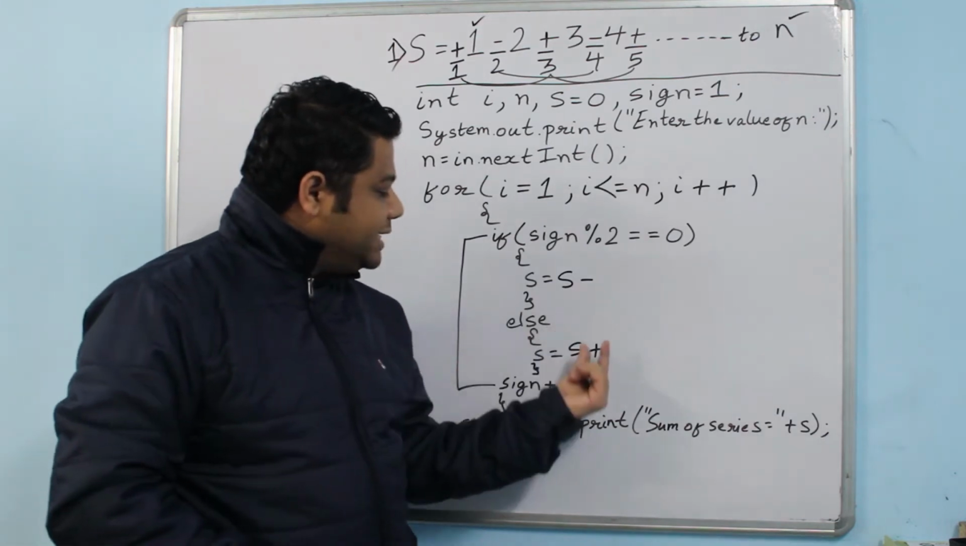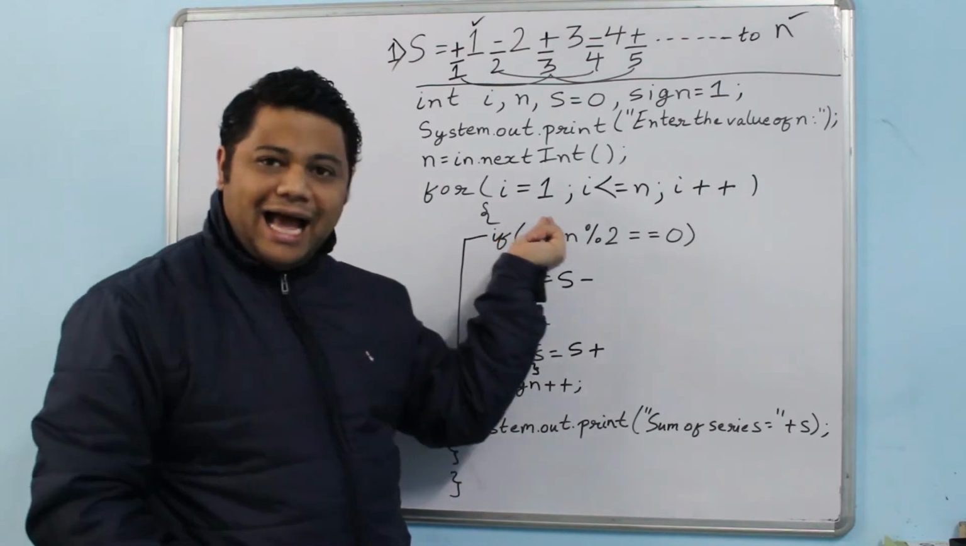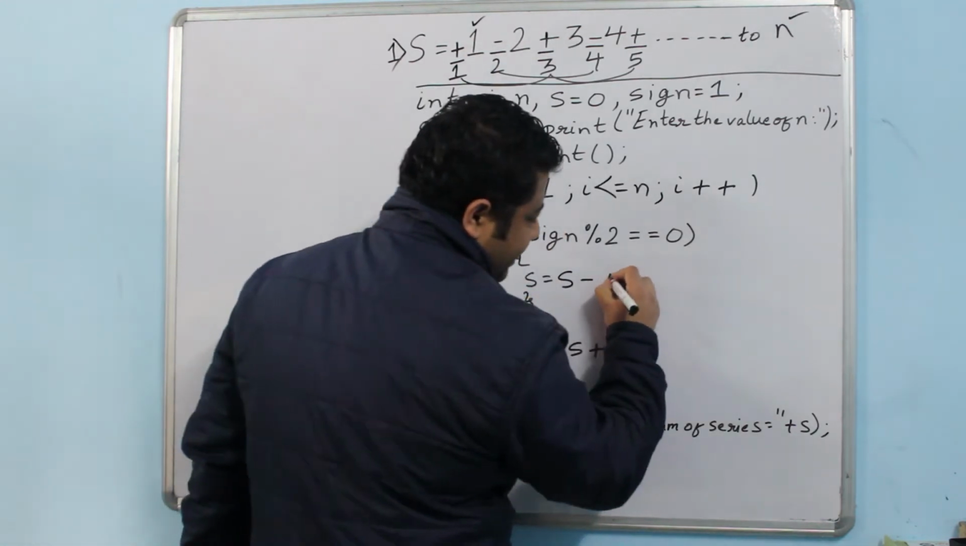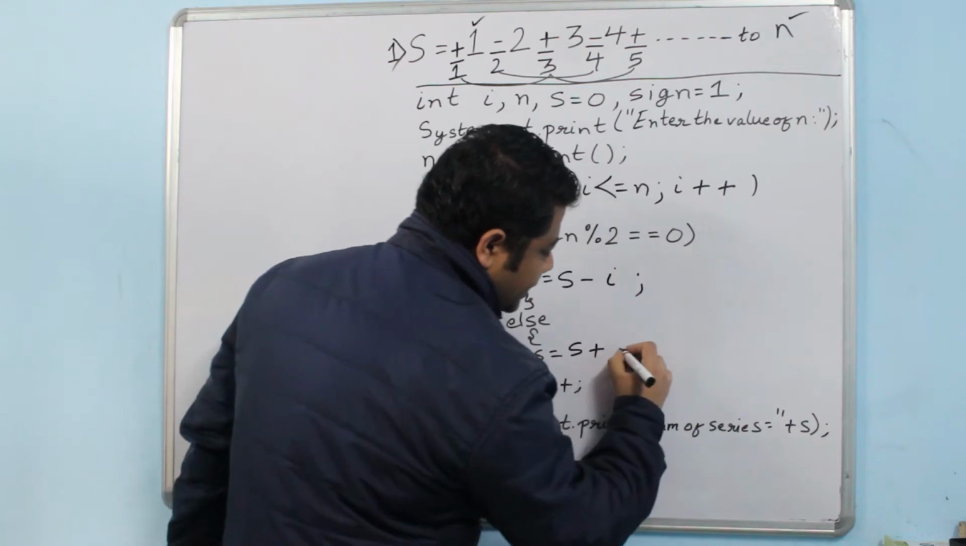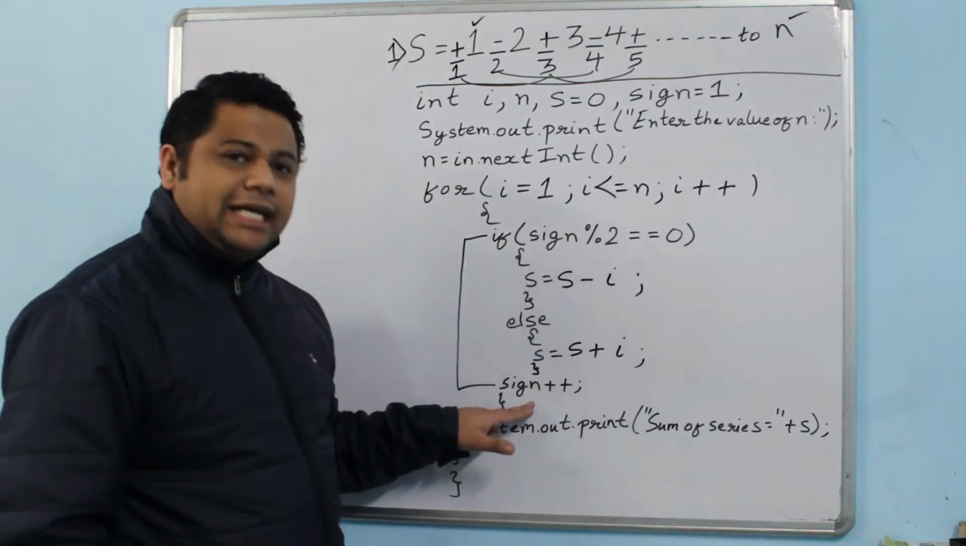Now what we are supposed to subtract and what we are supposed to add, we will check. It is 1, 2, 3, 4. So it is i. So over here it will be S minus i and over here S plus i. And every time the value of sign increments by 1.